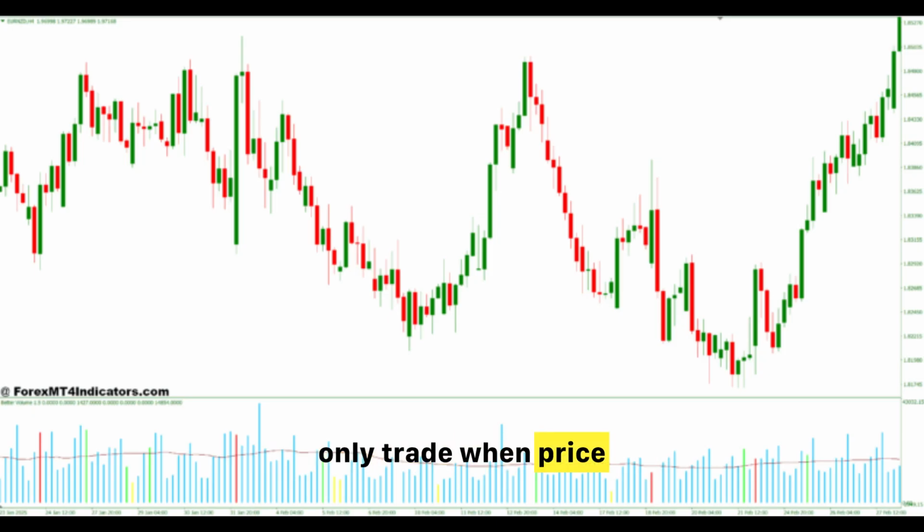Only trade when price movement is backed by volume. Buy setup. First, identify a key resistance level. Wait for price to break above that resistance. Check the Nova Volume Indicator and make sure volume is at least 1.5 times above its average or clearly showing a strong volume spike. Enter a buy trade after the breakout candle closes with strong, bullish momentum.